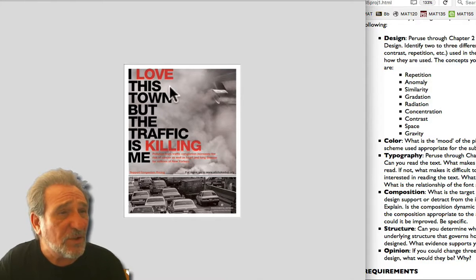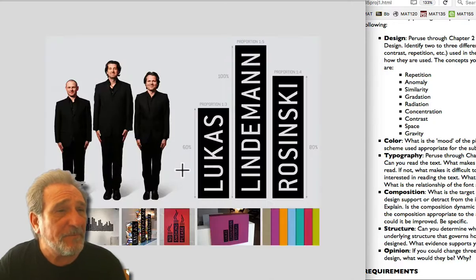Typography is effective and good, right? The sans serif bold type really gives a punch home. It's all good there. What else? That's about it for that one.